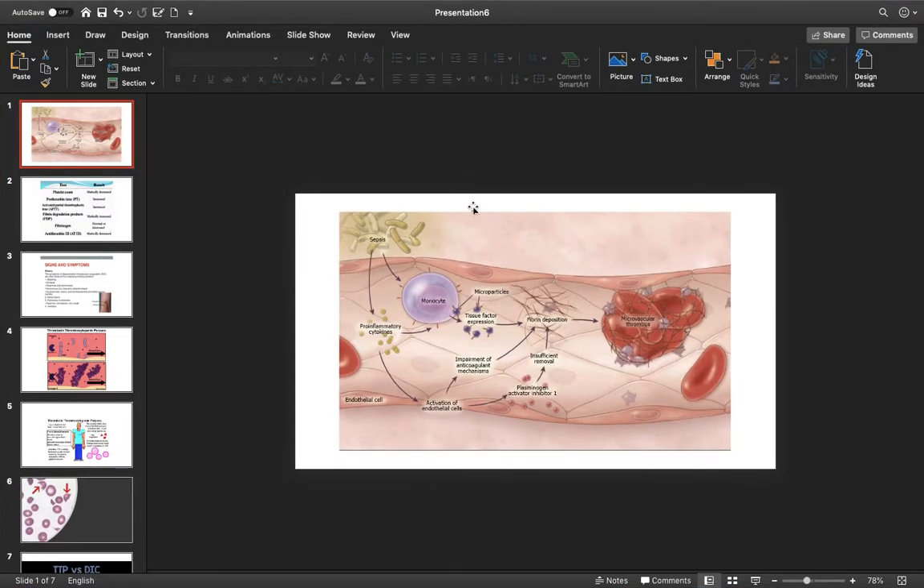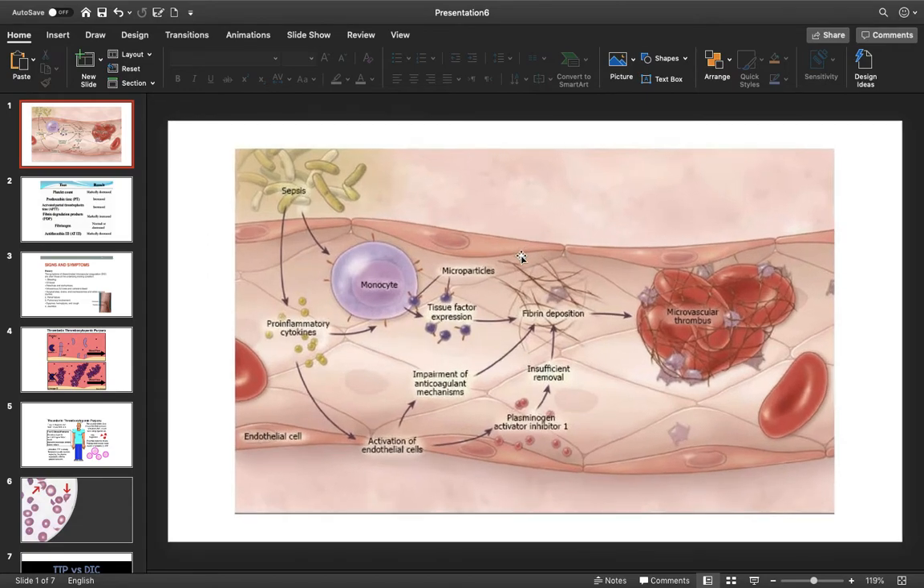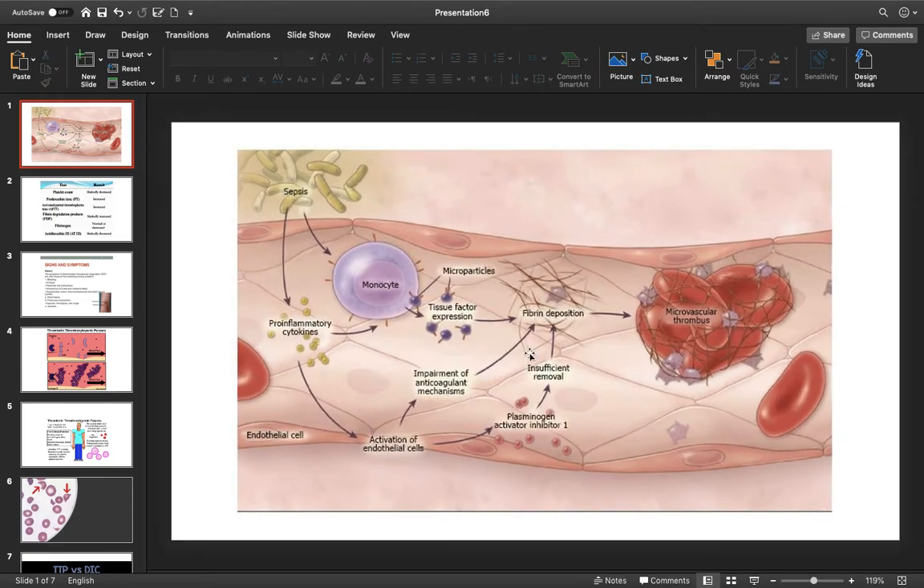Hello everyone. Today my topic is about pathology, and we will talk about two topics, some brief and important information. We will talk about DIC, disseminated intravascular coagulation, and also about TTP, thrombotic thrombocytopenic purpura. So first of all, if you look at this diagram, we want to talk about DIC.